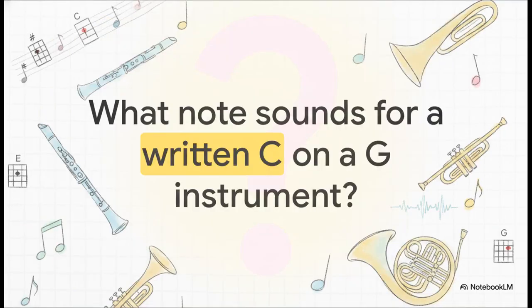So, now that you deeply understand the taxonomy of these instruments, I want to leave you with a final puzzle to test out your new code-breaking skills. Imagine this scenario. If a composer invented a completely brand new transposing instrument tomorrow, and they decided it was going to be in the key of G. Applying everything we just learned, what exact note would fill the room if the musician played a written C? Think about our golden rule.